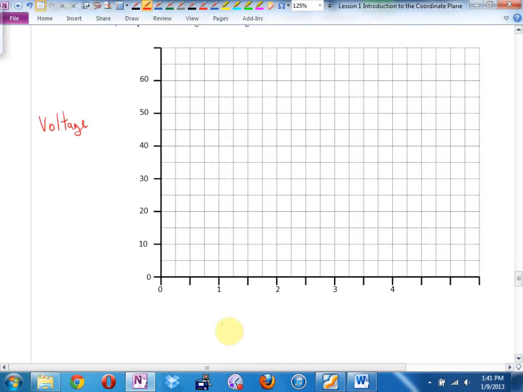Current is going to be the independent variable. By the way, in physics, the abbreviation for voltage is a capital V. The abbreviation for current is a capital I.